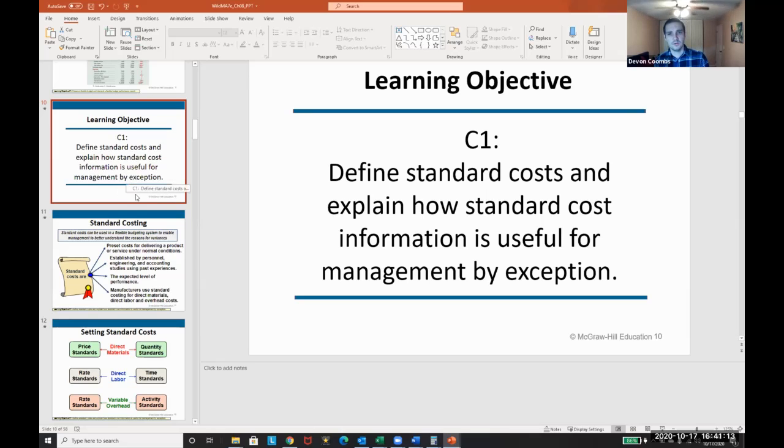So we'll continue moving forward. Let's talk about standard costing versus just regular costing. So what is standard costing?